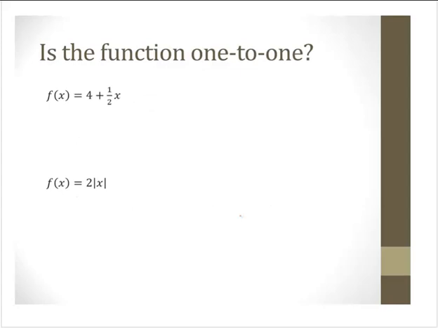All right, so is this function one-to-one? f of x is equal to 4 plus 1/2 x. So the question is, really, are there two inputs that give you the same output? And we can sort of think graphically sometimes. If we think of the graph of 4 plus 1/2 x, that's a line with a slope of 1/2 and a y-intercept of 4.